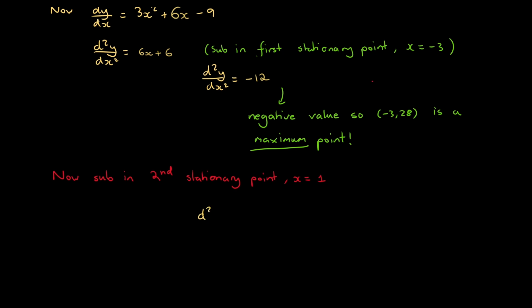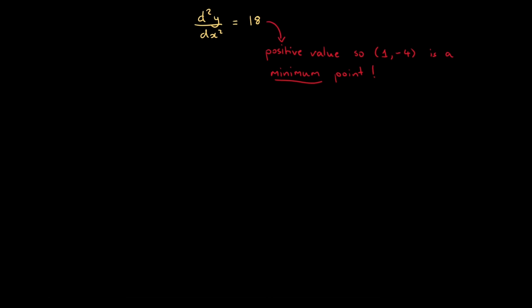And subbing in the second coordinate x equals 1 of the second stationary point, we have that d squared y over dx squared is equal to 12. Since d squared y over dx squared is positive, then it is a minimum stationary point. So clearly you see that this method is a lot better than the previous method and a lot quicker.